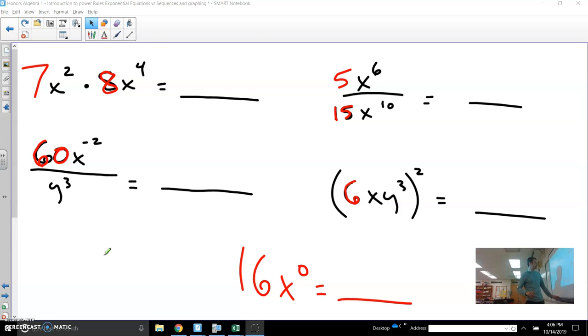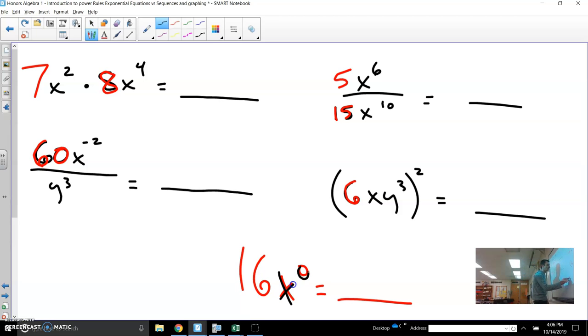And what I did was I've really color-coded everything based on whether it's a coefficient idea, which is in red, or if it's a variable / exponent rule, which is in black. So let's start by doing the coefficient idea. In the first one, 7x squared times 8x to the fourth. This is 7 times 8, 56.